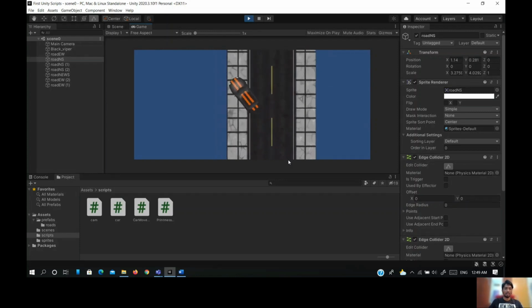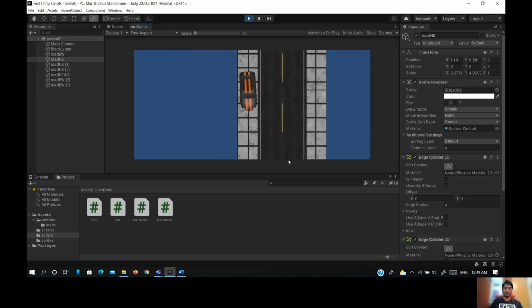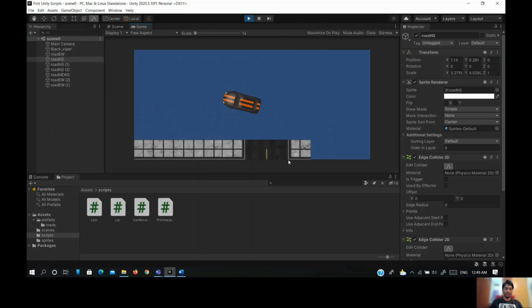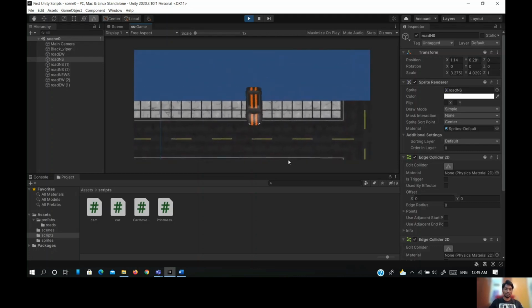See? Now the car gets hit and bounces back. On the other side, where I haven't added the edges, it still remains the same.